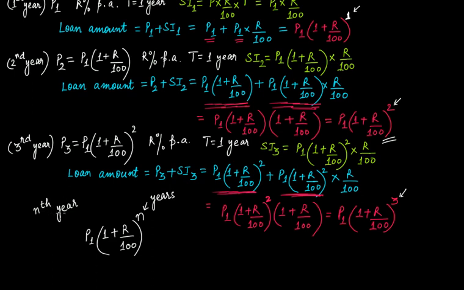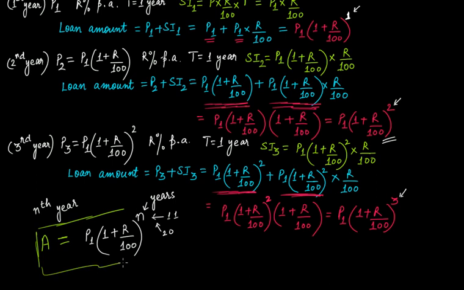So if someone asks you what will be the total amount at the end of the 11th year, just put 11 here. If it is 20 years, put 20 here. This will remain the same, only this power will keep changing with the change in your years. So this is the formula for the total amount at the end of the nth year, right?